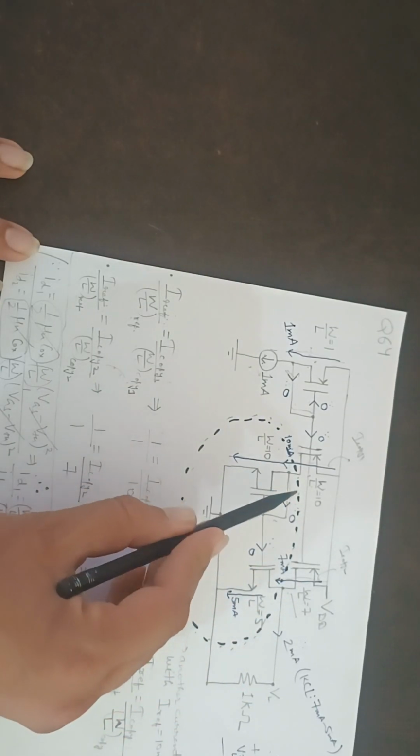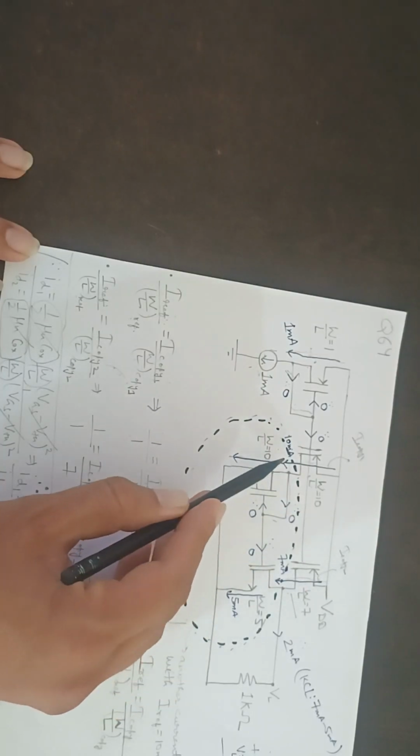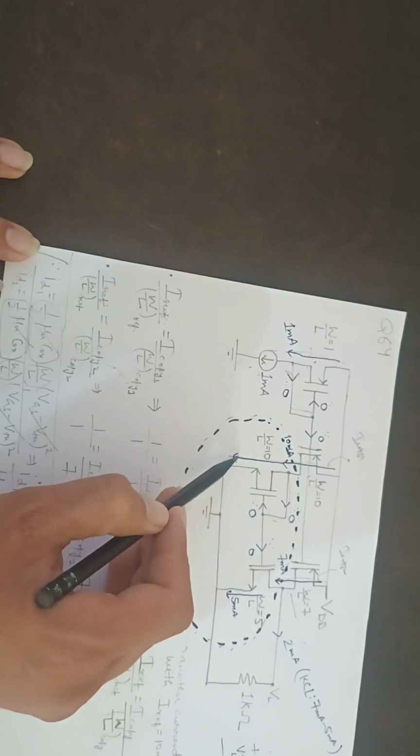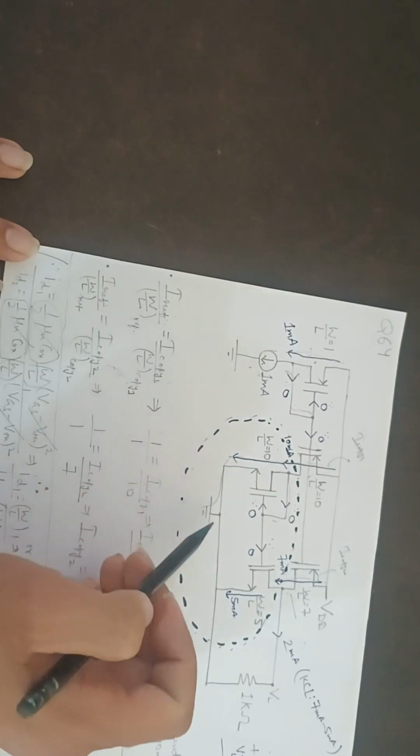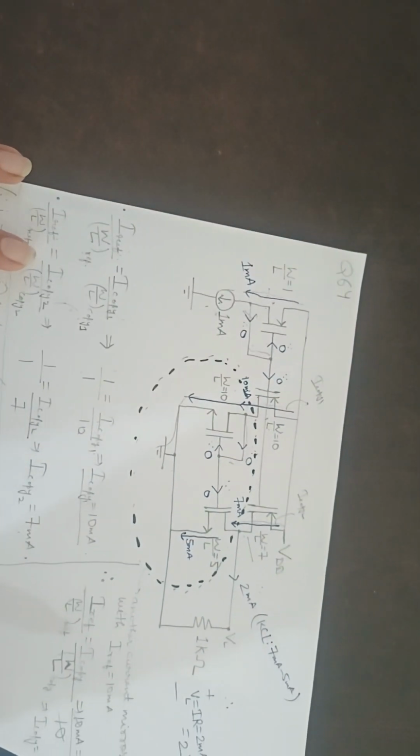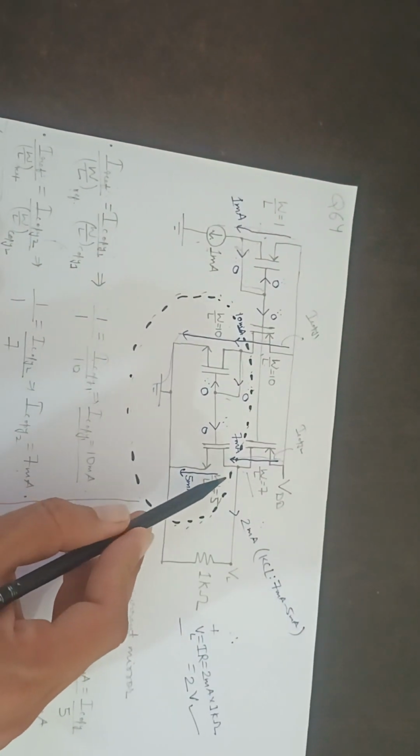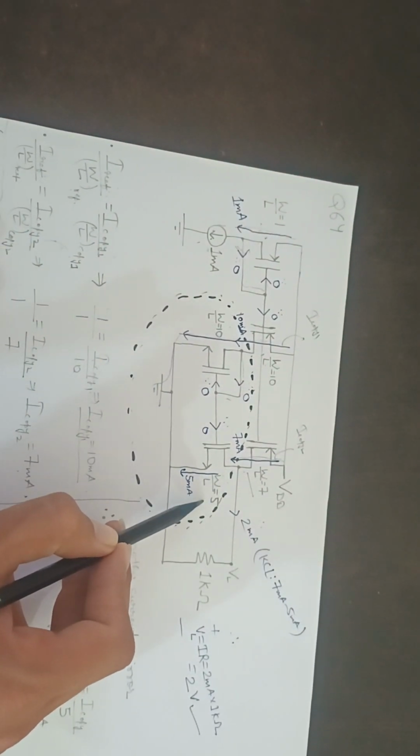Now again this current cannot go this side because both sides are gates, so no current can go inside the gate, so 10 milliampere will flow into ground. Here this 7 milliampere will come, and now you can see that this W by L is 5.